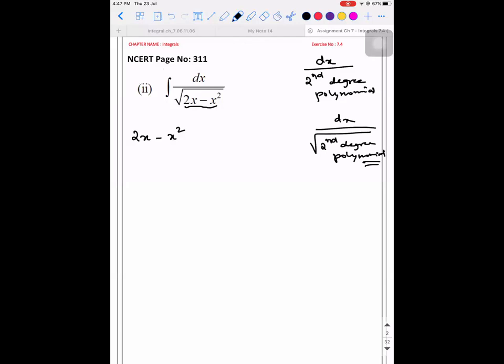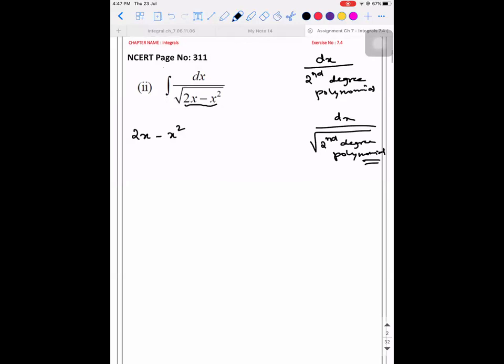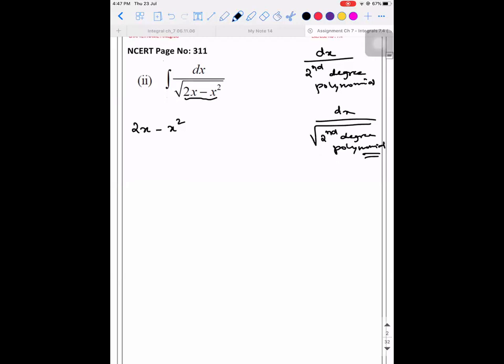So 2x minus x square is there, no? Now you are able to hear me? Yes, sir. See, when you're doing the completing the square method, the first step is to make the coefficient of x square as 1. Here what is the coefficient of x square? It is 1 only, but it's minus 1. So take the minus sign outside, x square minus 2x. Now concentrate carefully. Minus of x square minus 2x is there, no?